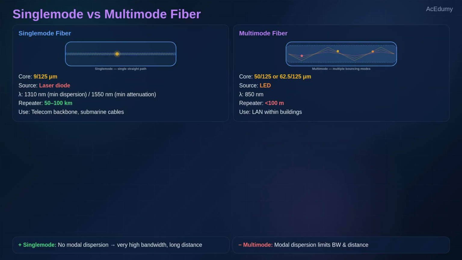Welcome back. In the previous lesson, we covered the fundamentals of fiber optics: Snell's law, total internal reflection, fiber structure, and light sources. Today, we go deeper into fiber types and then explore an exciting wireless technology called free space optics. We will finish with a complete comparison of all transmission media. Let us start with a closer look at single-mode versus multimode fiber.